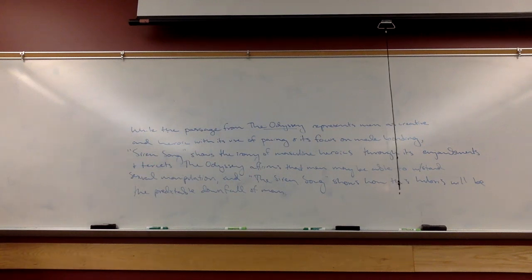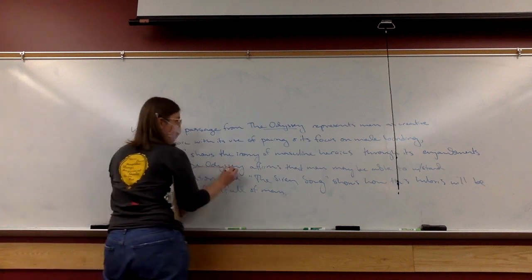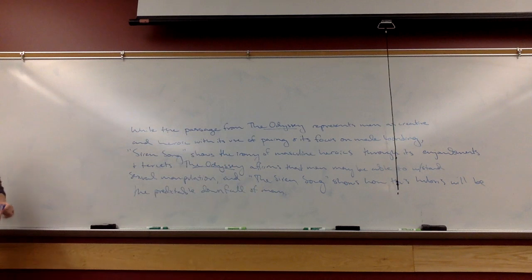While the passage from the Odyssey represents men as creative and heroic with its use of pacing and its focus on male bonding, the Siren song shows the irony of masculine heroics through its enjambments and tercets. The Odyssey affirms that men may be able to withstand sexual manipulation, and the Siren song shows how this hubris will be the predictable downfall of man.